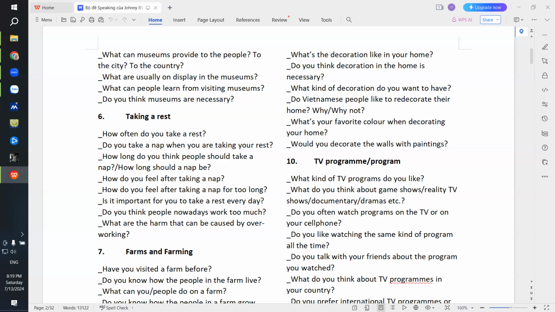I see. So, Miss Tripoli, would you decorate the walls with paintings? What do you think about that idea?